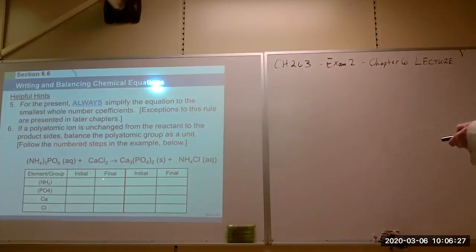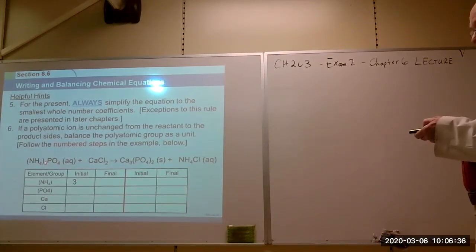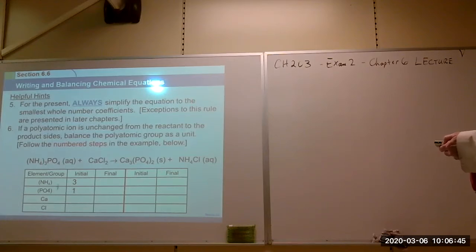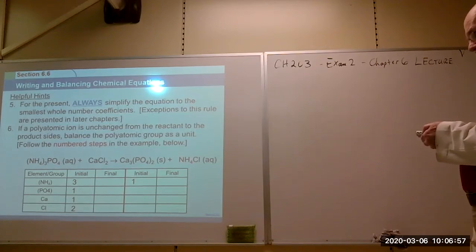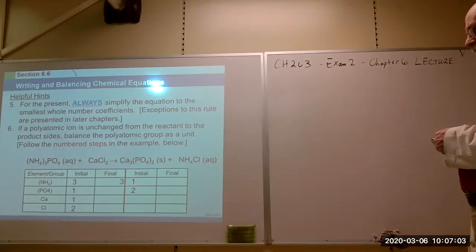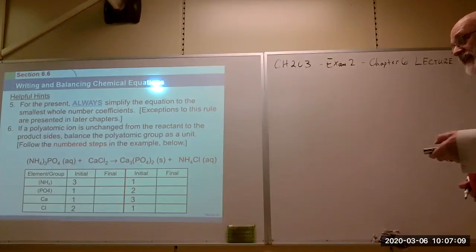So here we go. Initial tally for the reactants, right? We got 3 ammoniums, right? See that subscript? We got 3 of these groups. What's next? Phosphate. We only got 1 phosphate. We got 1 calcium and 2 chlorine. That's our initial tally for reactants. So on the other side, we have 1 ammonium right here. We have 2 phosphates right here. See that, 2. We have 3 calciums and 1 chlorine. Okay. So you can tell at a glance that we're not balanced.